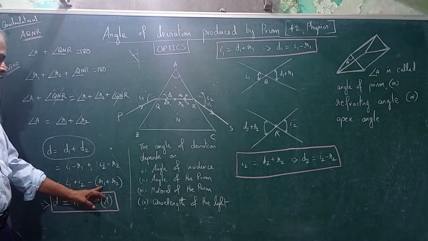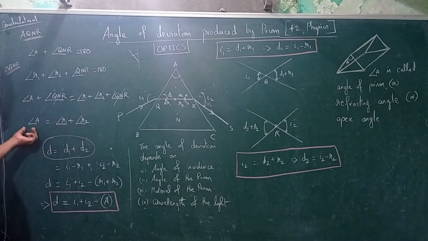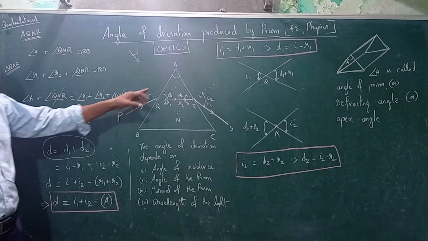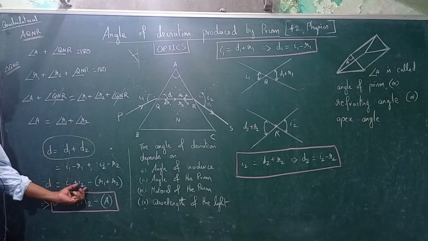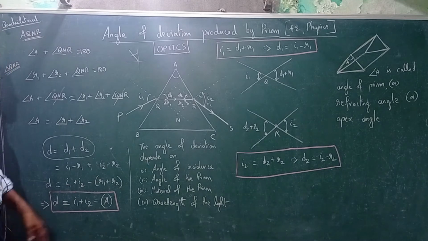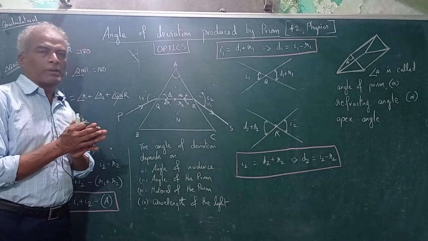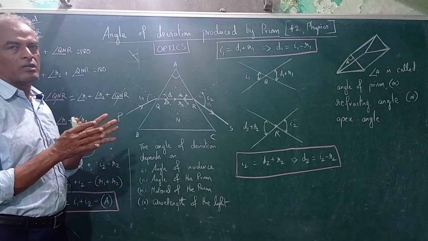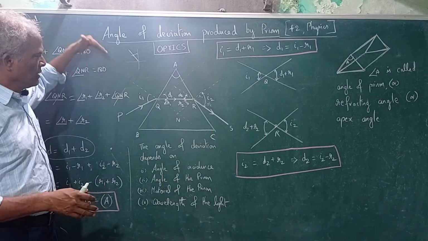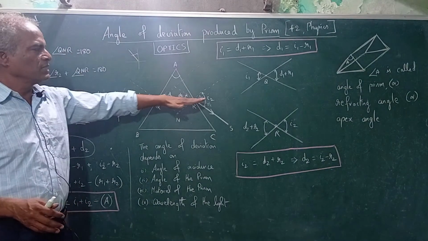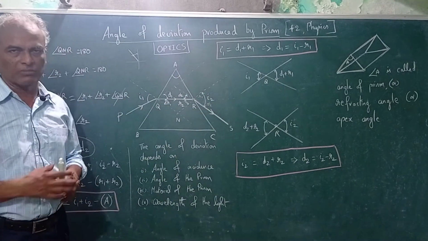Therefore, R1 plus R2 is equal to angle A, which is nothing but the apex angle. So why are we not making use of this R1 and R2? Because R1 and R2 are the angles inside the prism. Practically, it is not possible to measure R1 and R2, whereas the angle of incidence and the angle of refraction outside the prism, all measurements can be done.